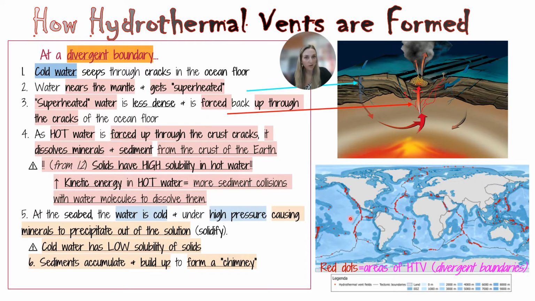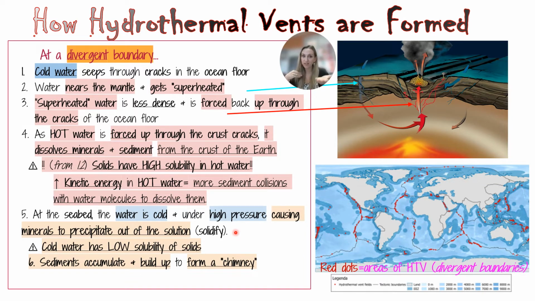At the seabed, the water is cold. So now we've dissolved those minerals and we're going back to the seabed. The water is cold and under high pressure. It's going to cause those minerals to precipitate out of solution, or solidify. A precipitant, or when something precipitates, it's not about the water cycle in rain. In chemistry, when you have two liquids mixed together and a solid forms, not that the whole thing turns solid, but a solid will come out of that, then we say that a precipitant is formed.